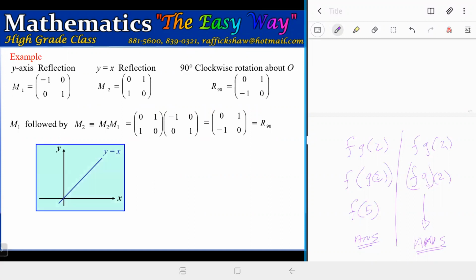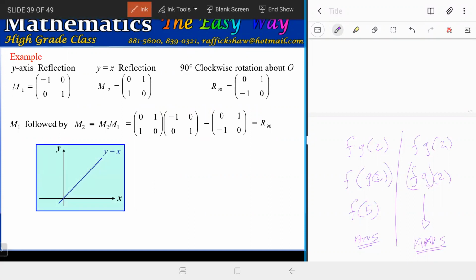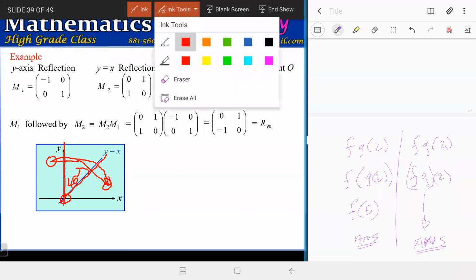So I'm showing now my y-axis and my line y equals x. Two mirror lines. Both of them meet at the origin. The angle between them is 45 degrees. So if I reflect over this and I reflect over that, I'm going to get a 90-degree rotation. And so I'm putting it on the diagram now.